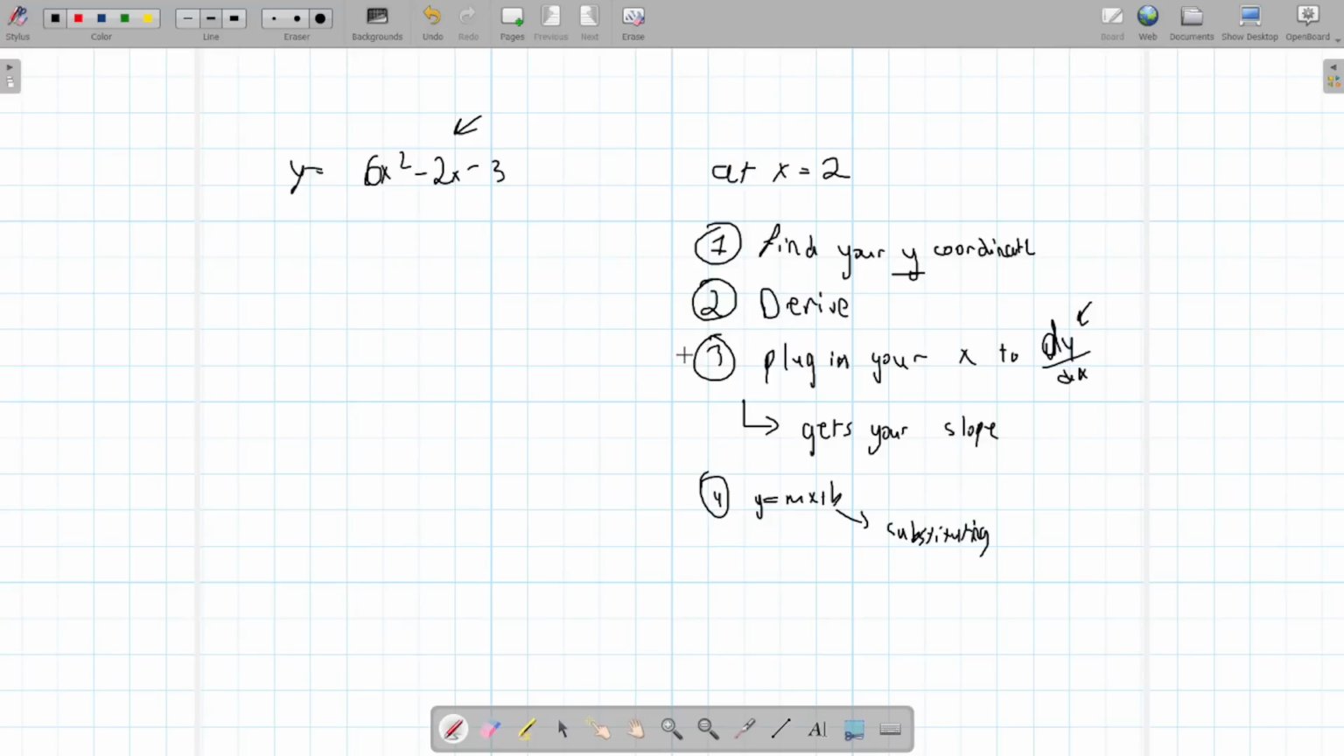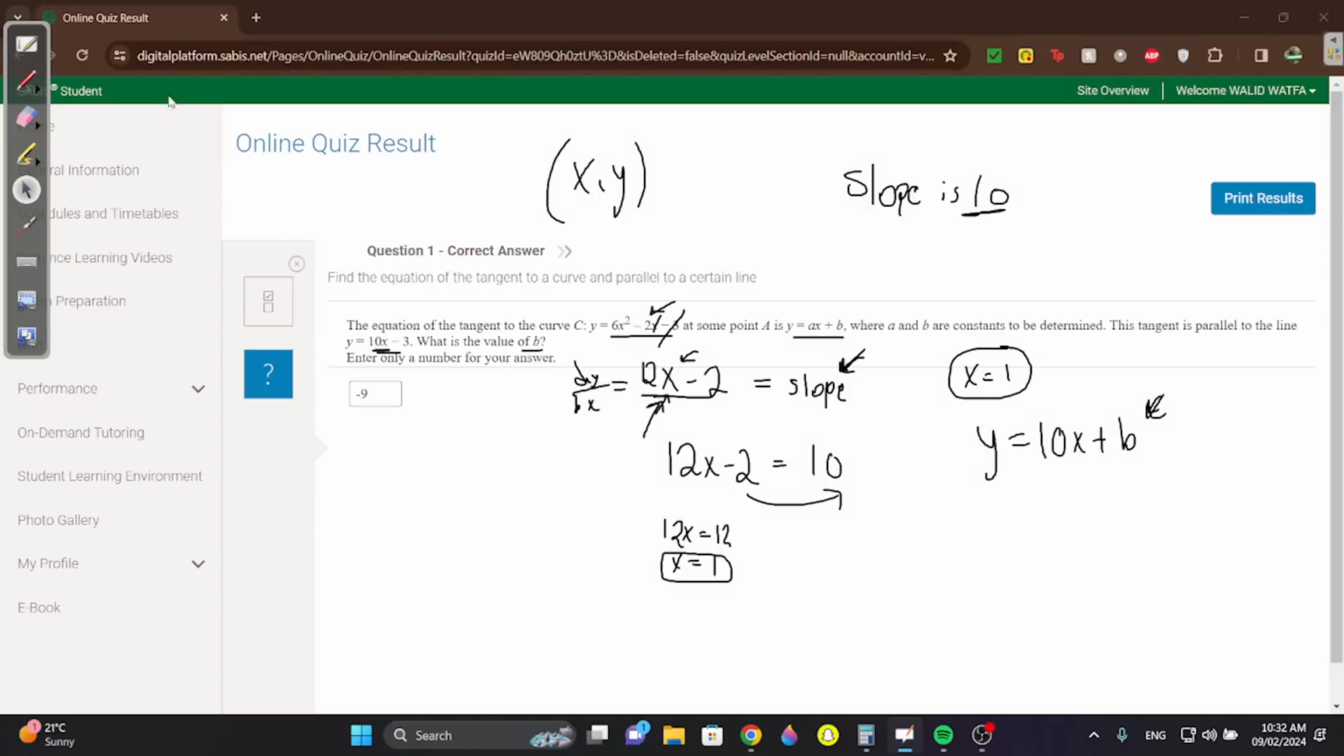So you go back to step 1, which is finding your y coordinate. How do you find your y coordinate? You plug it into your original equation, which is 6x squared minus 2x minus 3.